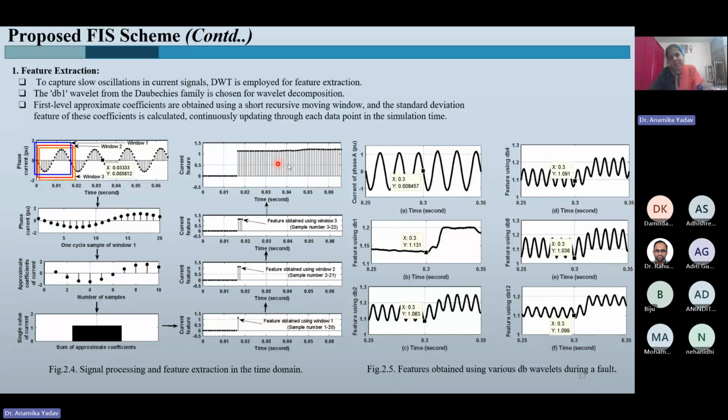In this case, the feature that we have taken as input to fuzzy logic is the standard deviation of the approximate coefficients of the three-phase voltages and currents. You can see that for the faulty phase, in this particular case of fault, the Daubechies wavelet, dB1, has been used, and the standard deviation feature has been shown in this figure.